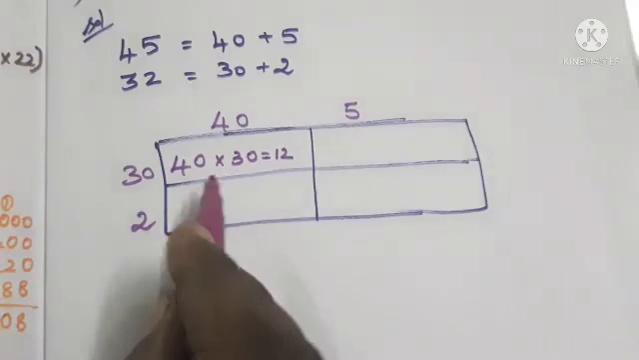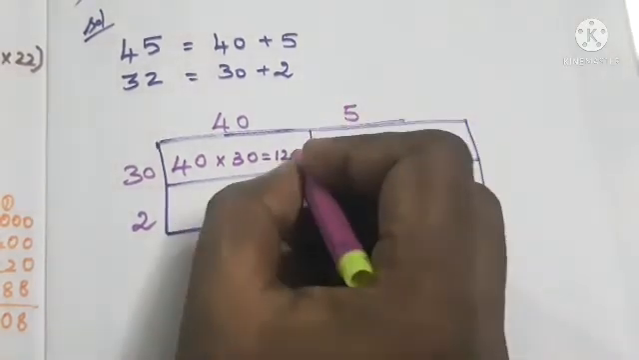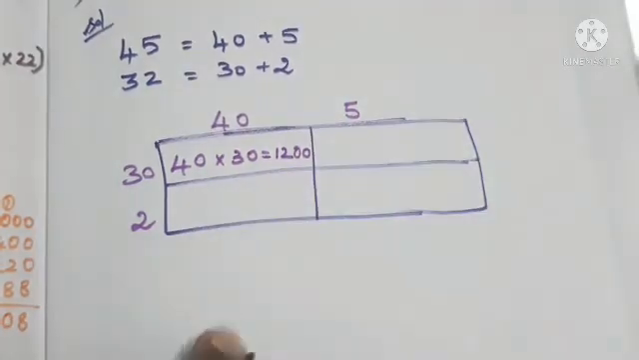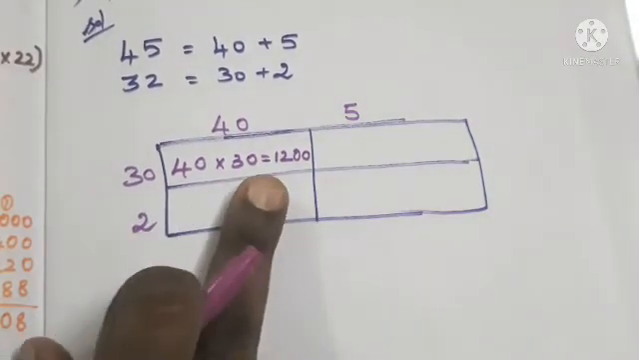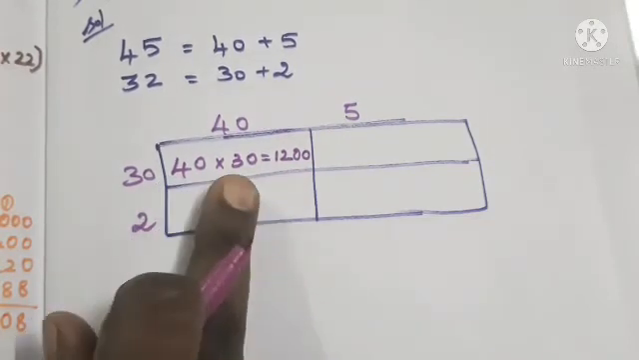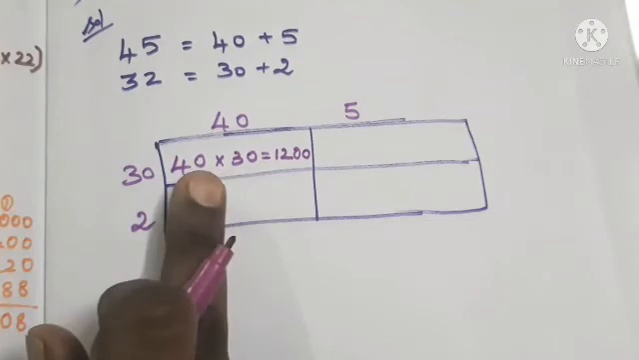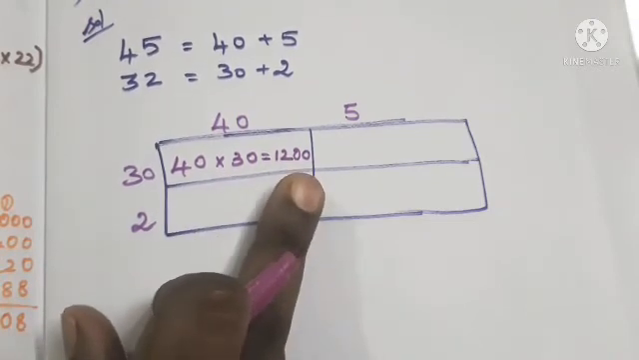Next, how many zeros do we have in the two numbers? Yes, in the two numbers we have two zeros. So we have to write the zeros at the back of the 12. So if you multiply 40 and 30, you will get 1200. That's why we first multiplied 4 and 3 and got 12. Next, in 40 and 30 we have two zeros in the ones place, and those two zeros we write at the back of the 12. Okay, have you understood this?